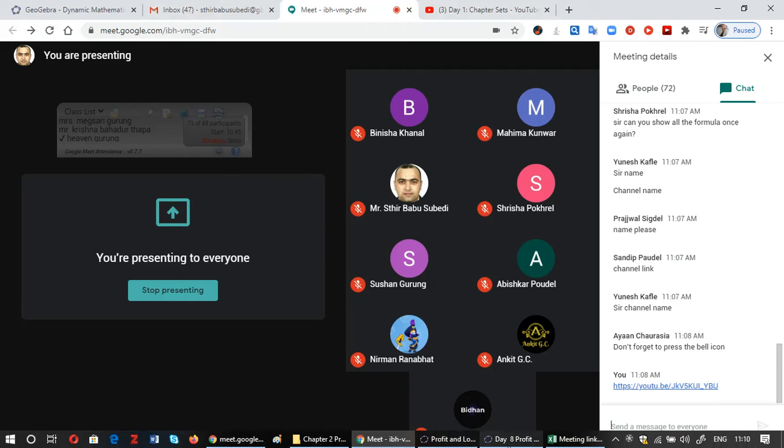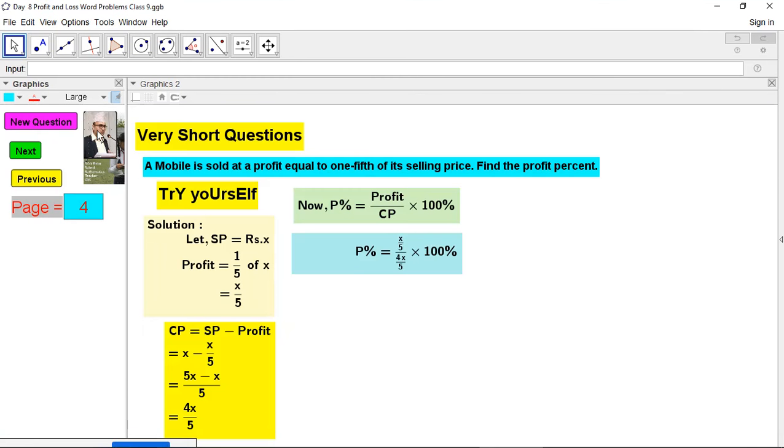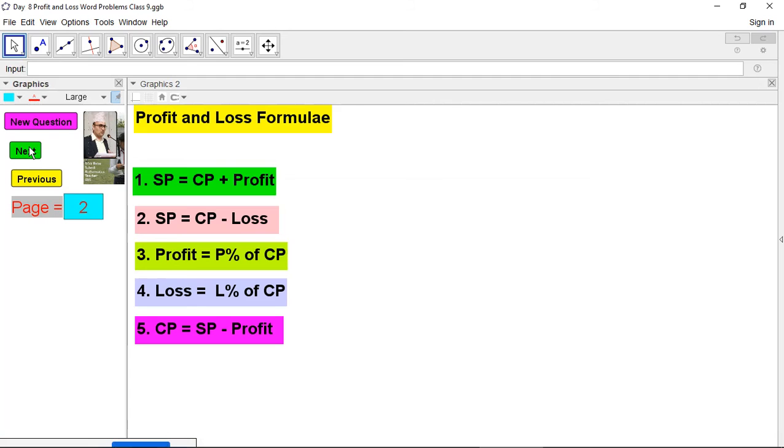Moving to the formula list, dear students, let me revise the formulae that we have discussed. SP equals CP plus profit. I think you don't have any problem. SP equals CP minus loss. Profit percent is P percent of CP. Loss equals loss percent of CP. Profit is SP minus CP, or CP equals SP minus profit. Next one is CP equals SP plus loss, or CP minus loss equals SP. You can derive these from the first one.